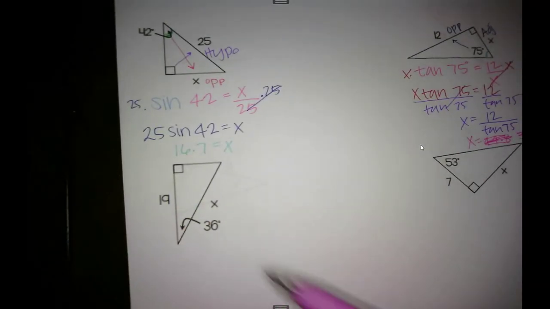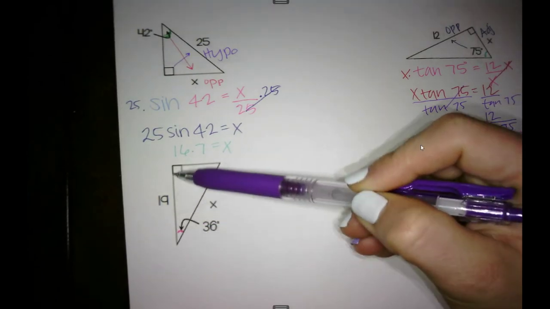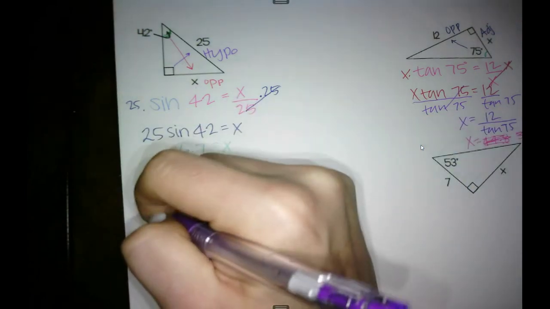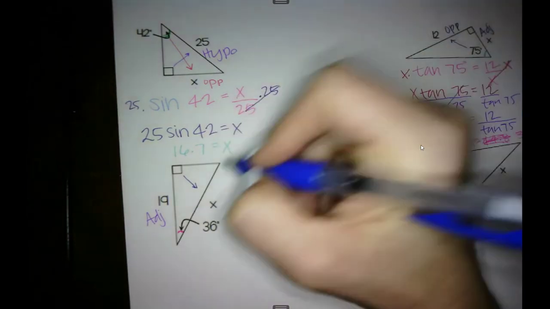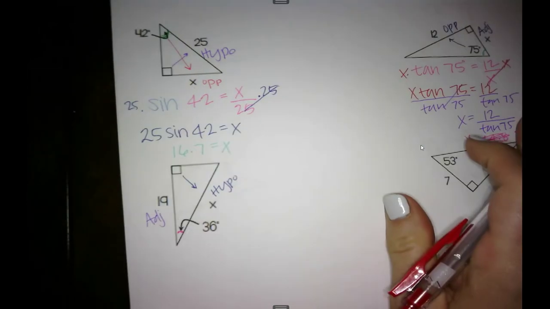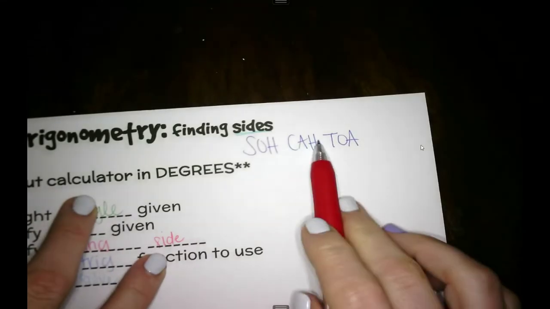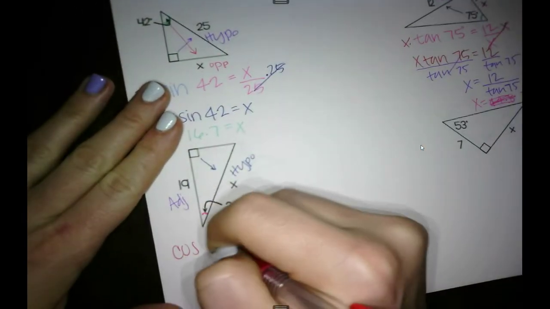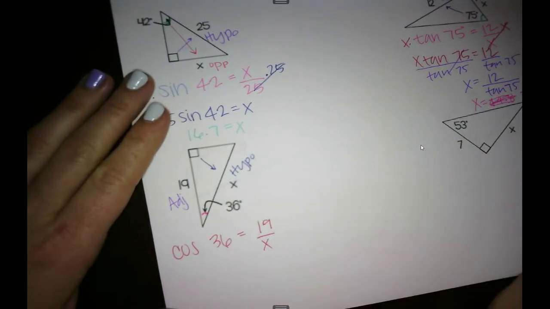Another one. Identify, highlight, label our angle. Which side is given? This one is given and it's next to that angle, so it's our adjacent side. Which side is missing? This is opposite of the 90 degrees, so it's our hypotenuse. Which trig function are we going to use? We got adjacent and hypotenuse, A and H, so cosine it is. Cosine of 36 equals adjacent over hypotenuse.